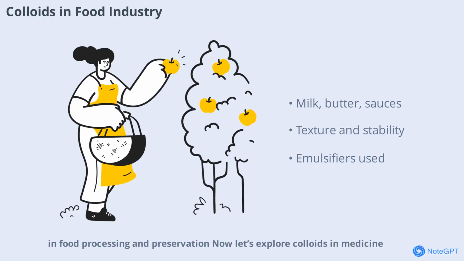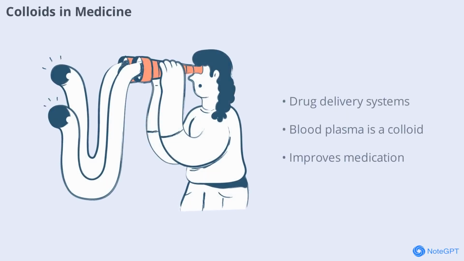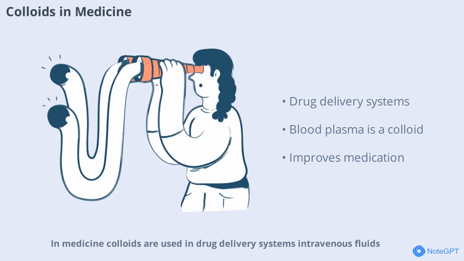Now, let's explore colloids in medicine. Medical colloids are used in drug delivery systems, intravenous fluids, and diagnostic agents. Colloidal drug carriers improve the solubility and bioavailability of medications. Blood plasma is a natural colloid, essential for transporting nutrients and waste in the body. Medical colloids are designed for safety, stability, and effectiveness. Their unique properties make them invaluable in modern healthcare.